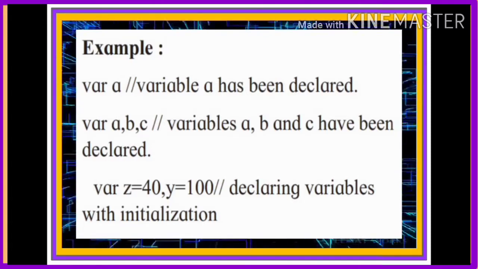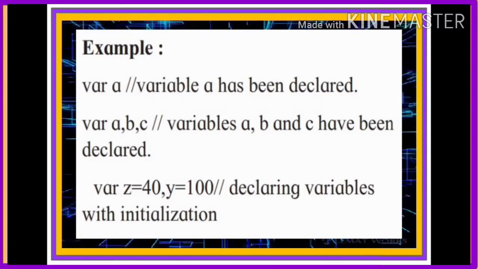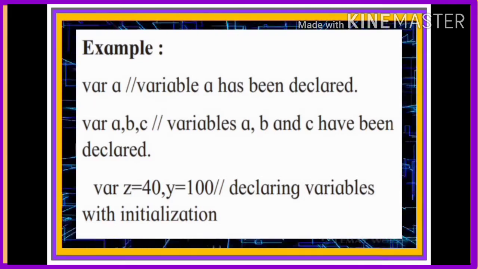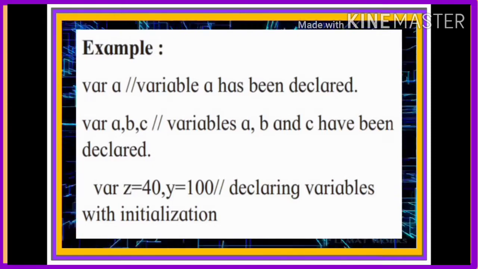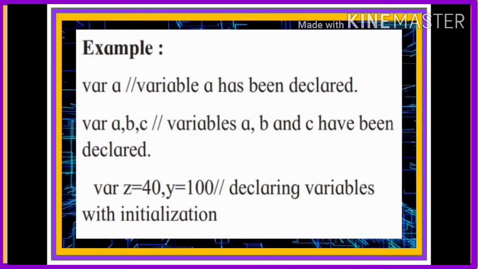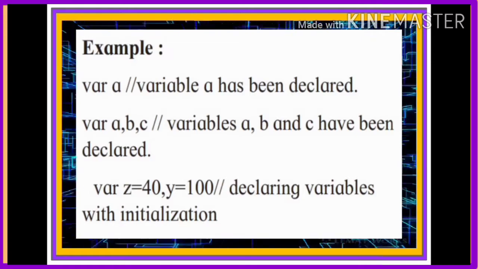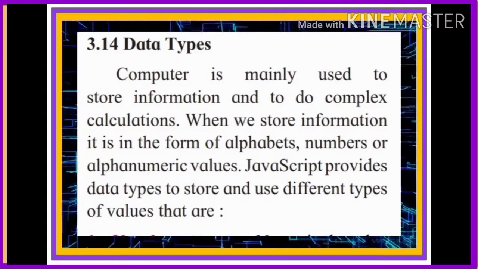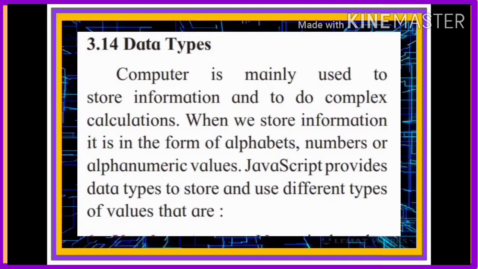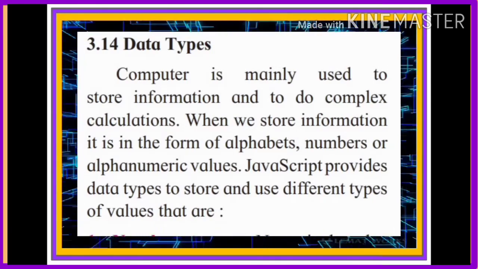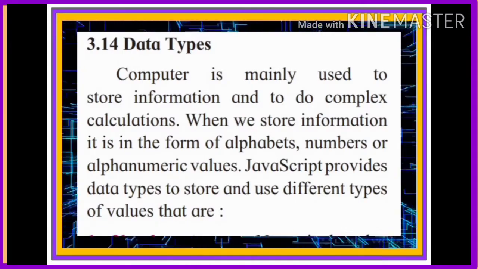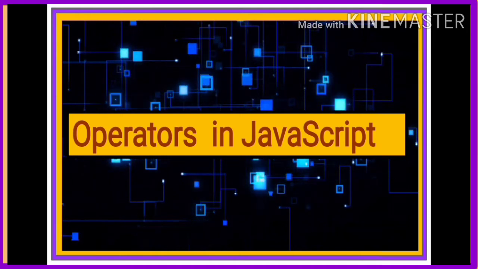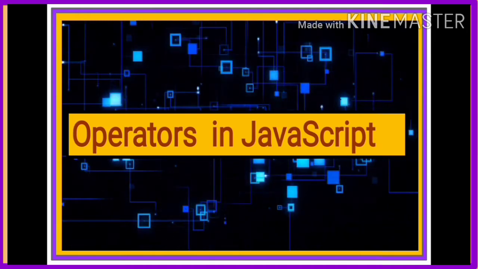Also, we have seen how to declare a variable. var, a keyword, is used to declare a variable. You can declare a single variable, or you can declare multiple variables separated by comma. You can initialize the variable by assigning a value. Also, we have discussed about data types such as number type, string type, boolean type, infinity, null and undefined. Now we are going to start our next topic, operators in JavaScript.